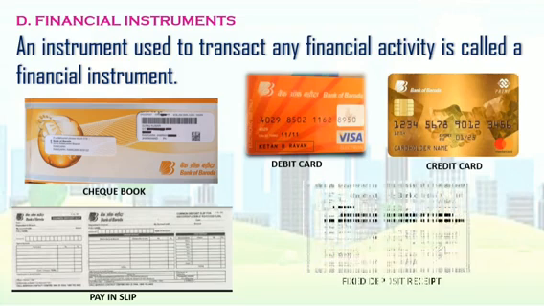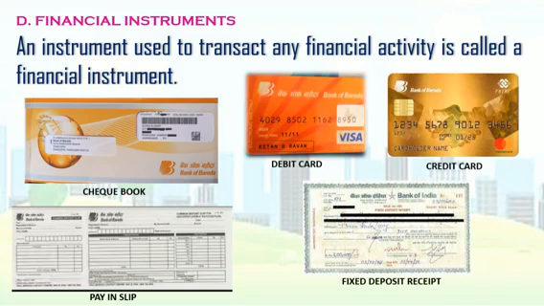And lastly, the fixed deposit receipt. It is a receipt given by the bank when an account holder opens a fixed deposit account with the bank. It acts as a proof that the amount has been deposited for a fixed period and will be redeemed after the period is over with interest. It can also be used as a collateral.